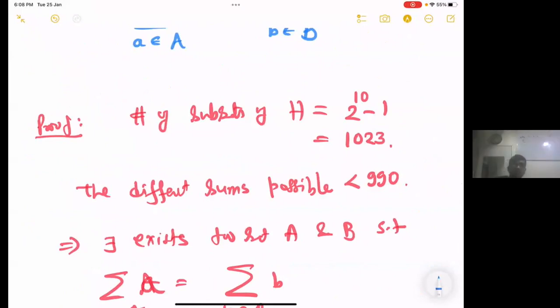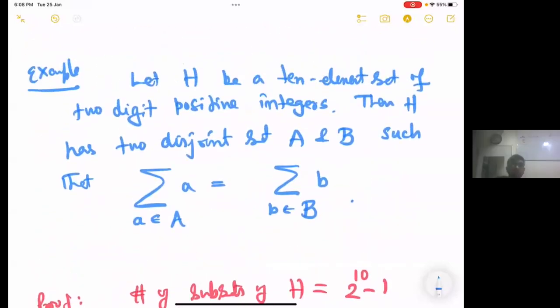Sir, could you explain the question again? I think I understood it wrong. The last question. So you have a set H that has 10 elements, and the elements are 2-digit positive integers. Then you have to prove that you can construct two disjoint sets from the big set H, let's call them A and B, such that when you add the numbers inside set A and add the numbers inside set B, they are exactly the same.